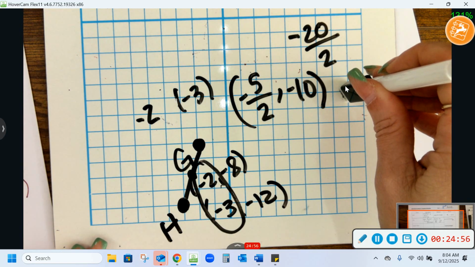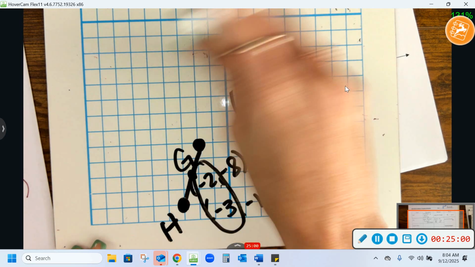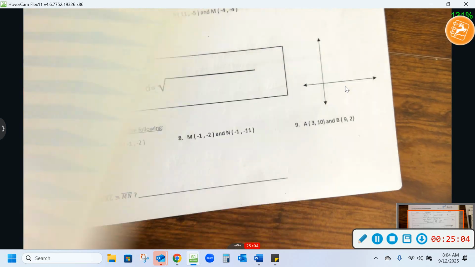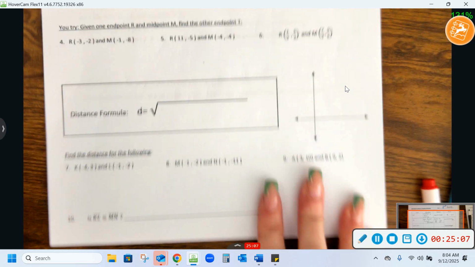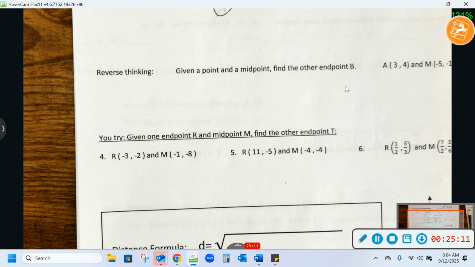Alright, erasing? Are we good? We're going to use this again in just a second. Pop back over to notes. And I'm going to show you how to make these easy.